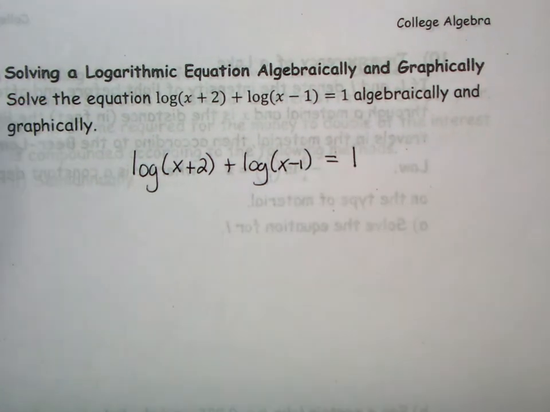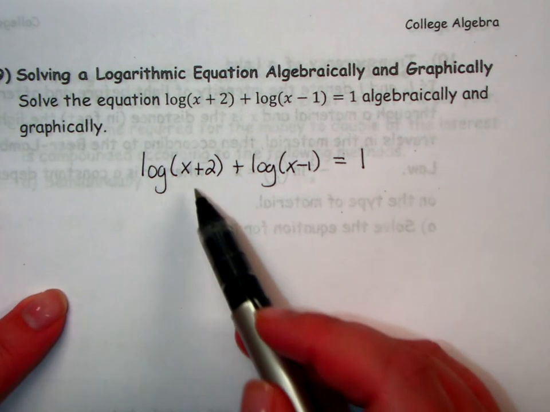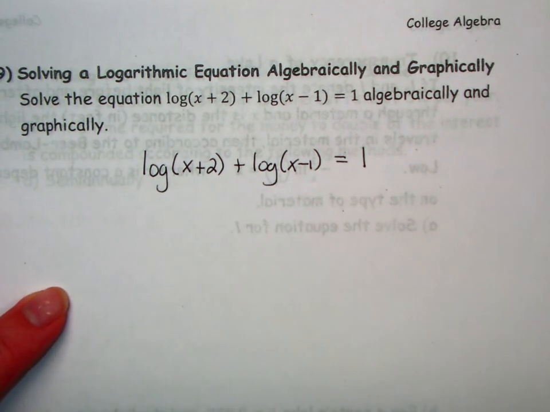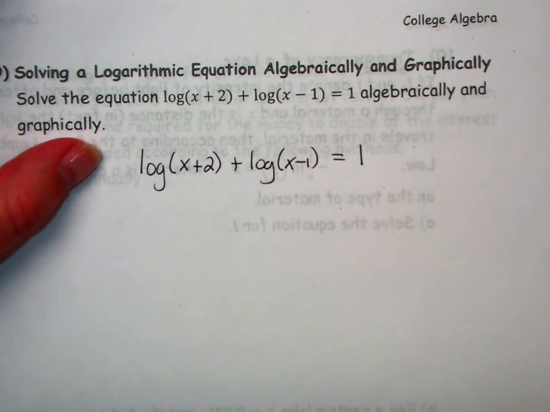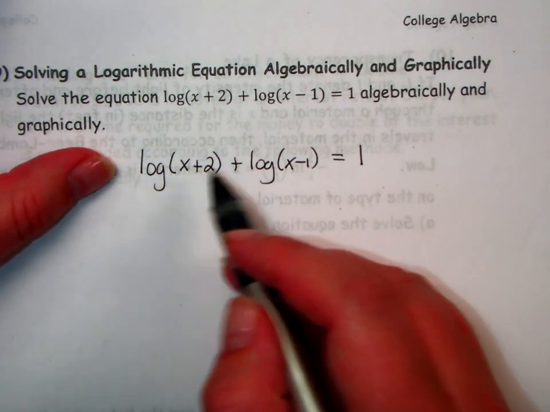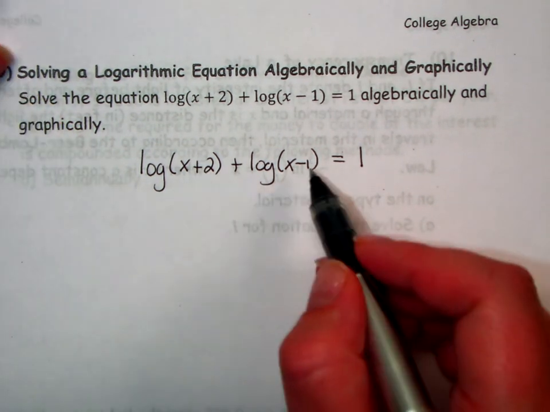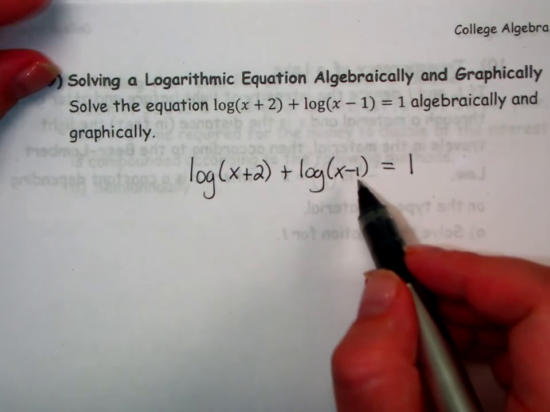And no logs on the right-hand side. But our goal is to have only 1 log on each side, or 0 logs. And so I need to combine these, right? I need to add these logarithms together. And how do you add logarithms together? You multiply the arguments, right? So I need to multiply x plus 2 times x minus 1.